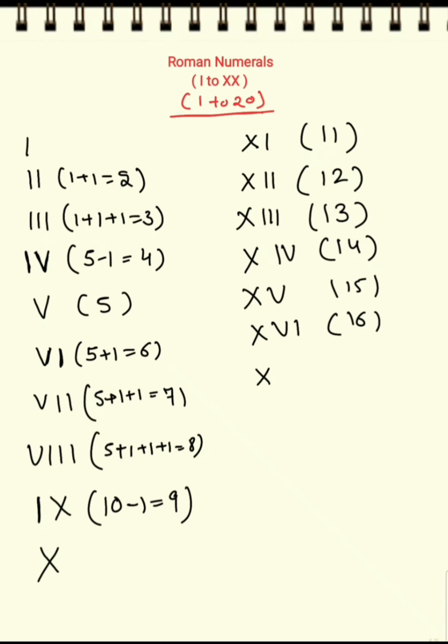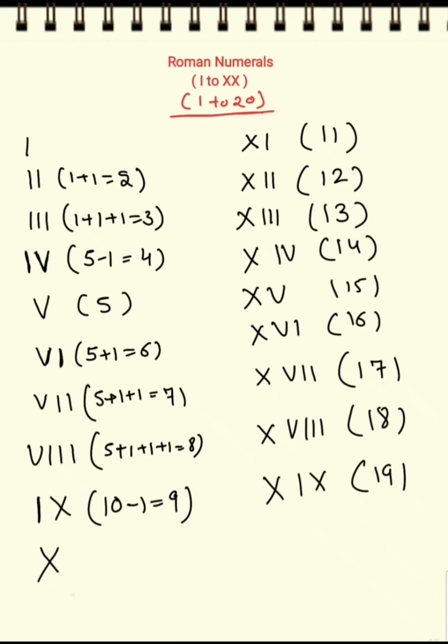And for 17, X and the symbol for 7 is this. So this will become 17. And symbol for 8 is this. So 18 will become like this. And for 19, X and symbol for 9 is this. So this is 19. And for 20, I will write this X 2 times. This becomes equal to 20.